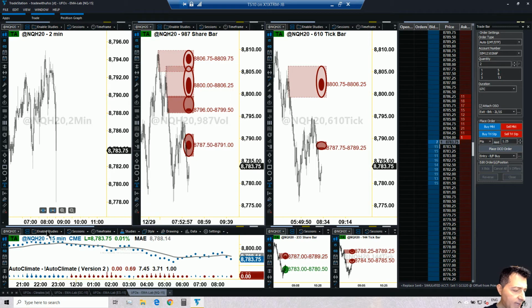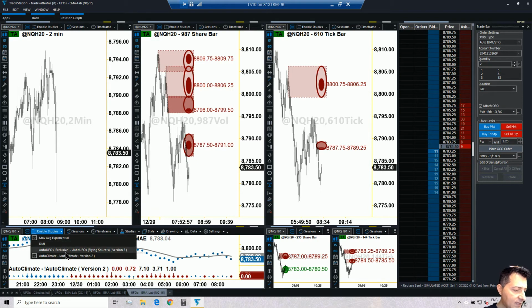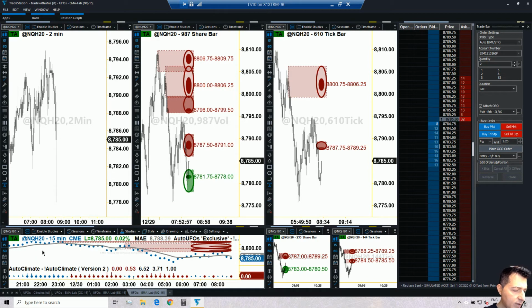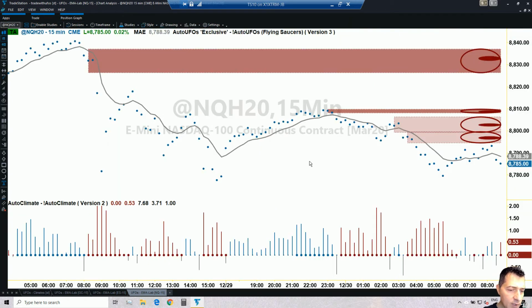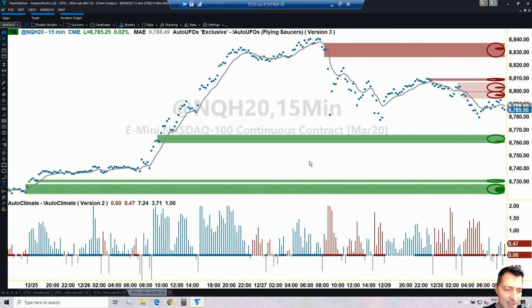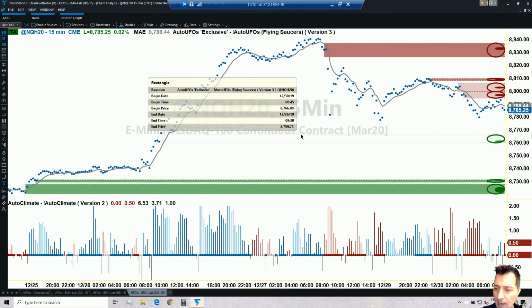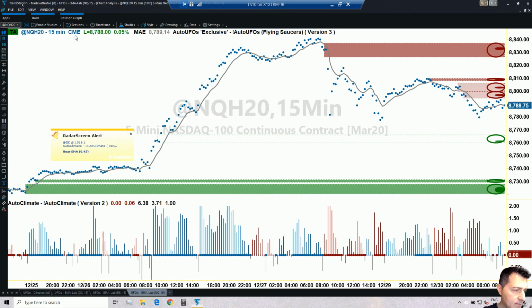Okay. So target. Let's activate AutoUFO for the Nasdaq, looking for a green UFO, which will qualify as our target. So what is our target for the Nasdaq? Our target for the Nasdaq is NQ 8766.00. That's the target.